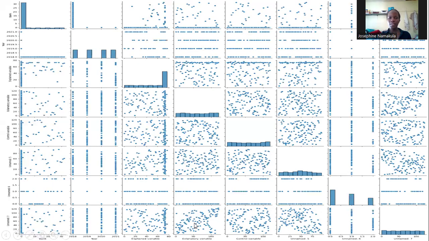When I go to the next slide, I find a pair plot. A pair plot is a combination of both bar graph and scatter plots. It is also known as a scatter matrix of graphs that enables visualization of the relationship between each pair of variables in a dataset.